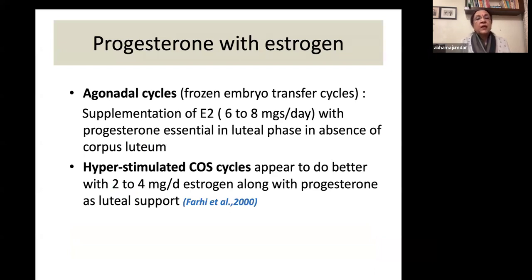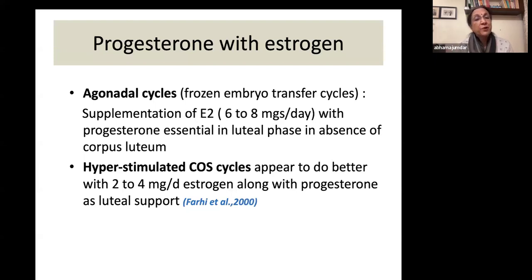Progesterone with estrogen is to be given in agonadal cycles, which means that when you are not making a corpus luteum, like frozen embryo transfer cycles, they could be for ovulating patients and they could be for patients with premature ovarian failure. You give them estrogen and then you supplement with progesterone, but you continue a small amount of estrogen here also. And this is in absence of a corpus luteum. In hyperstimulated cycles, they do better with 2 to 4 milligram estrogen along with progesterone as luteal support. And this was the thought which we always went with.